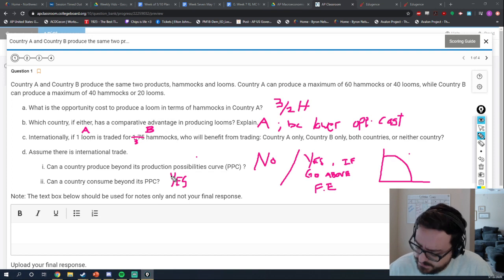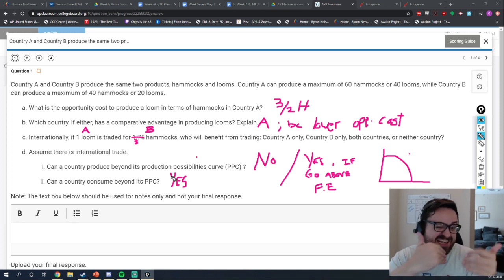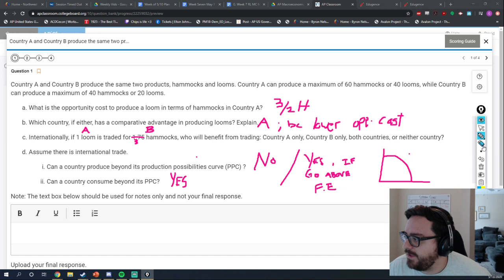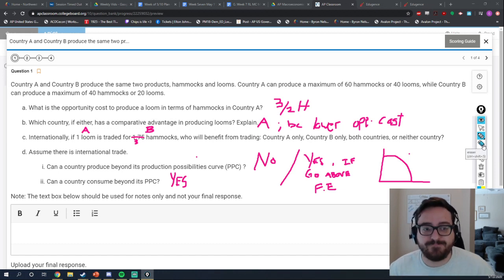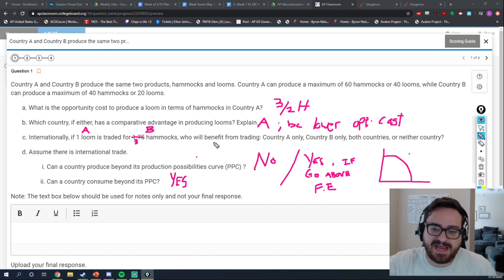Yes, if you use international trade, then you can absolutely consume beyond your production possibilities curve. You didn't produce more than you could. It's just because of a deal you got, there is now an extension in terms of the amount of the good that you have. So yes, you can consume beyond it because international trade can push you past your normal production capabilities. It's the whole point of trading, right?